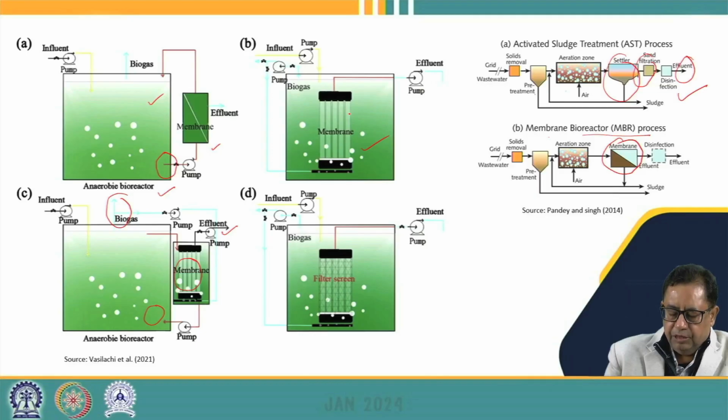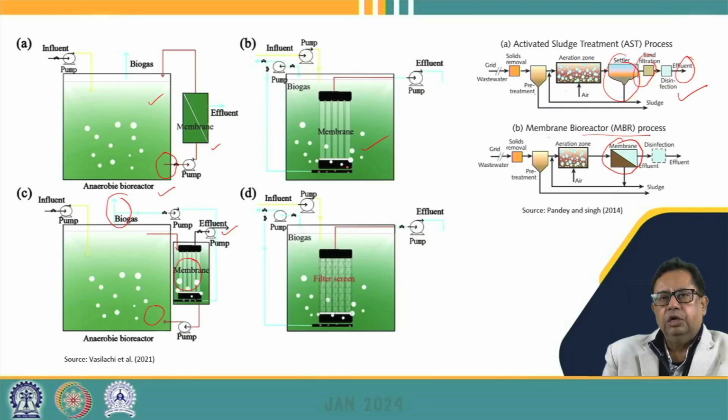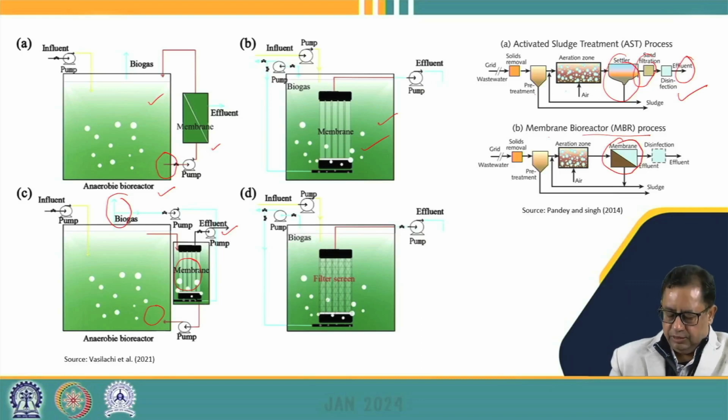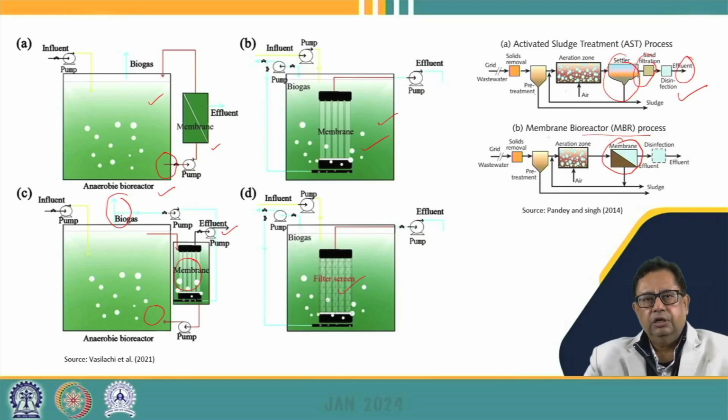Similarly, we can put the membrane inside, and whenever we are putting the membrane inside, we can utilize our biogas, so that we cannot use air in such cases because it is an anaerobic system. So in that case, we can utilize the biogas only for sparging of the membrane, so that they can be decluttered and declogged. It can enhance the efficiency of the membrane process. And we can also use the filter screen in such cases, where again we can pass the biogas for declogging or defouling of the membrane.